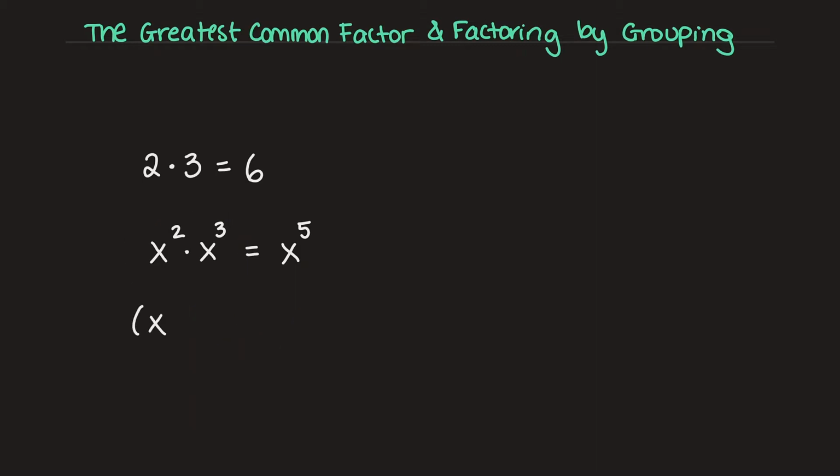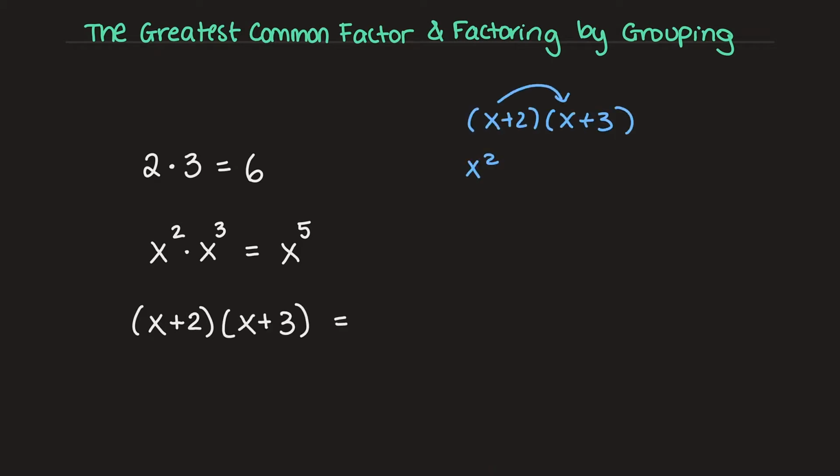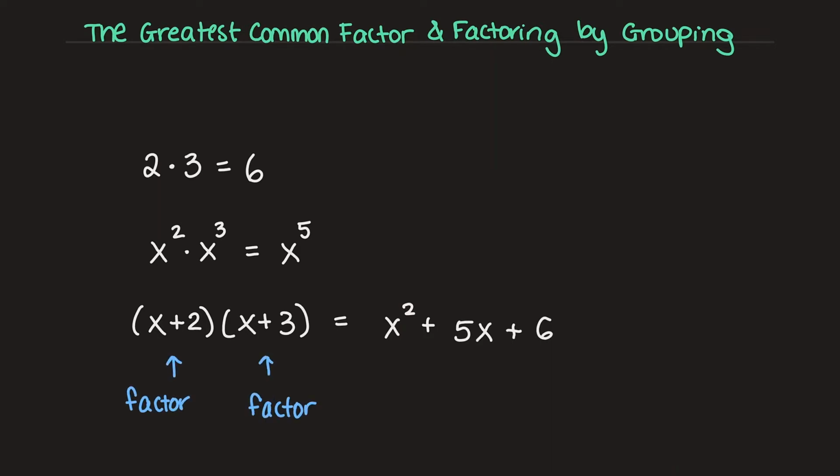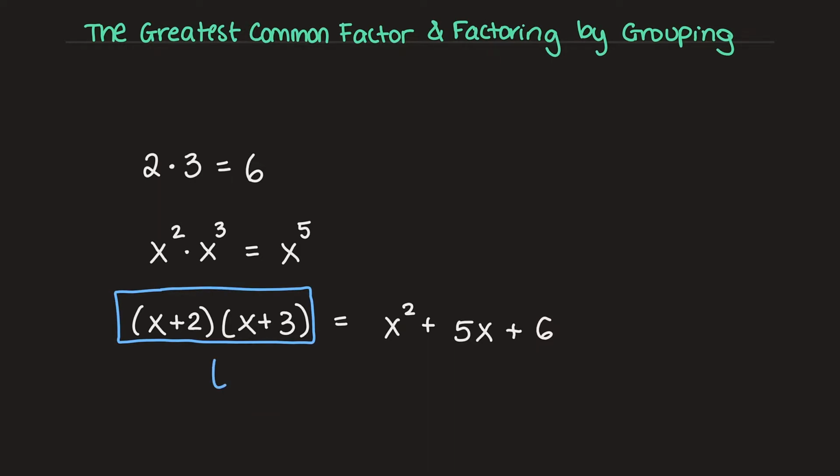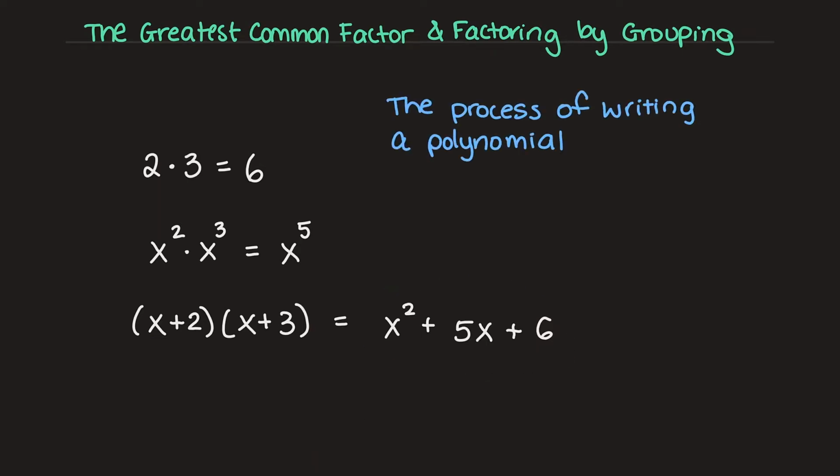If we have x plus 2 times x plus 3, multiplying this out and combining the like terms gives us x squared plus 5x plus 6. We call x plus 2 and x plus 3 factors of x squared plus 5x plus 6, and we say that x plus 2 times x plus 3 is a factored form of the polynomial. So the process of writing a polynomial as a product is called factoring the polynomial.